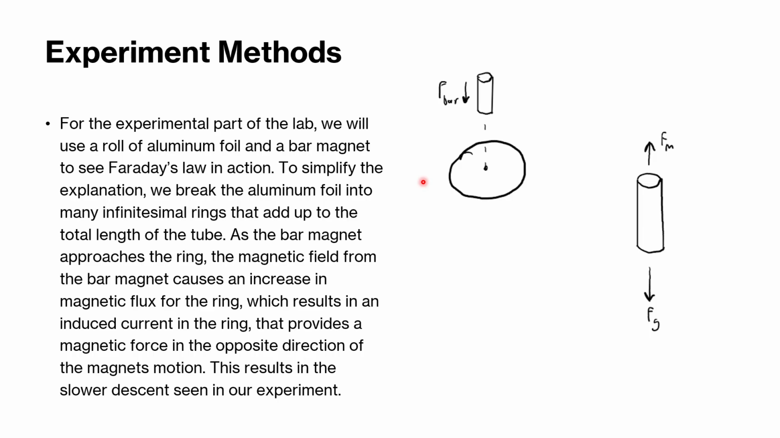Right here on the right is the ring of the aluminum foil that we take and find the induced current of. We see that the bar magnet is moving closer to it, resulting in a larger magnetic field. This results in the induced current seen in the ring, which then results in a magnetic force pointing in the opposite direction of gravity.